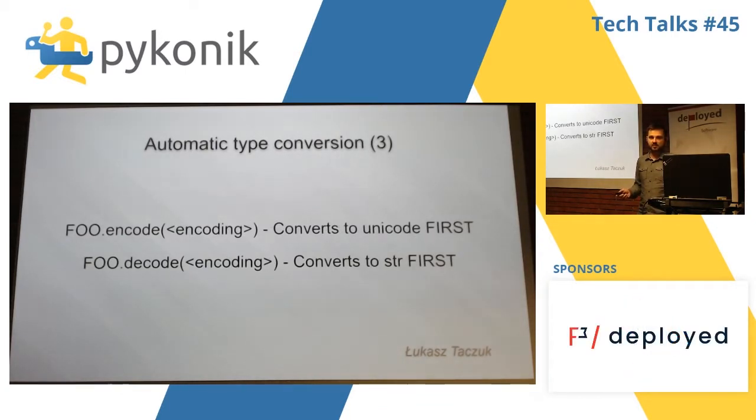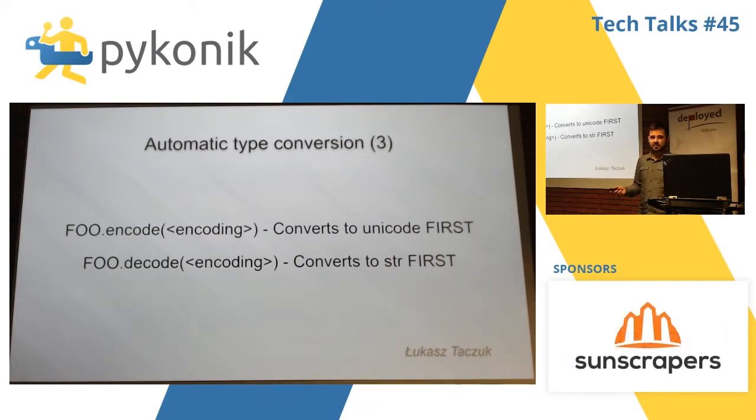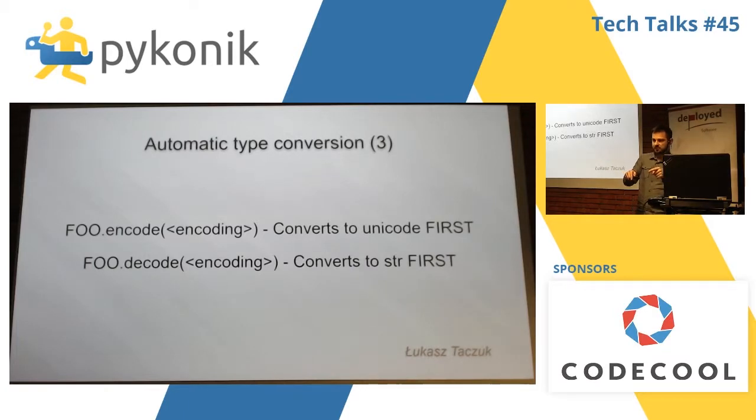And the same thing goes for decoding, which means that if you want to decode a Unicode object, you'll have a problem because the Unicode object will first be encoded to string in order to be able to be decoded to Unicode. So that's when you get the decode error when you're trying to encode, and you get the encode error when you're trying to decode.